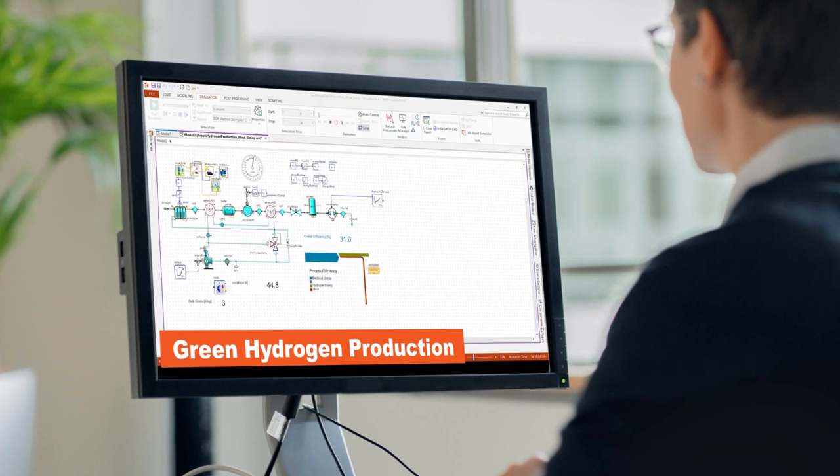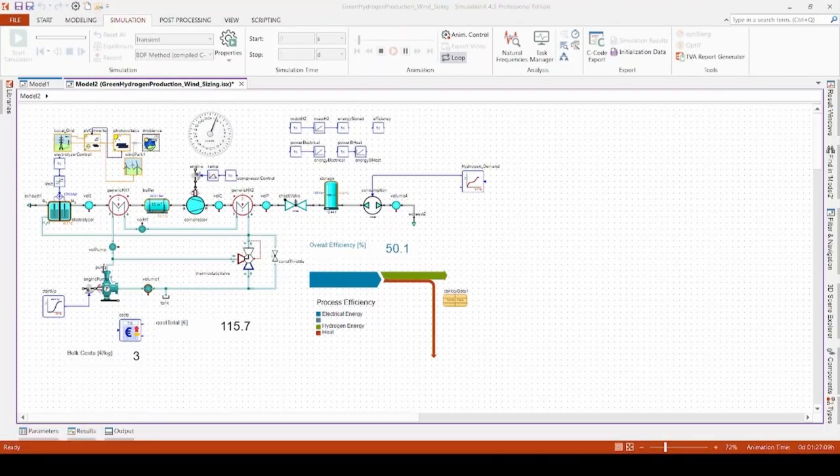Dependence on renewable energy sources creates a lot of volatility in the process of production as well as pricing of green hydrogen. In this video, we are going to look at a short demonstration on how SimulationX could be used to accurately simulate the physics across different domains while giving key insights into commercial aspects of generating green hydrogen.